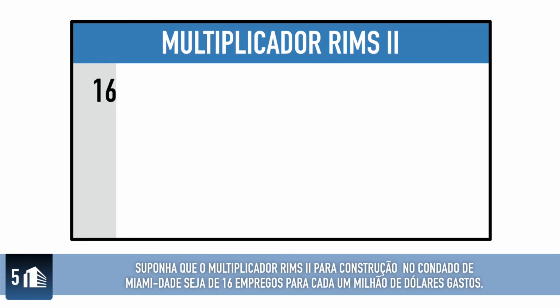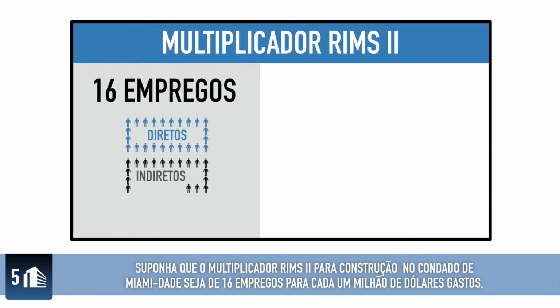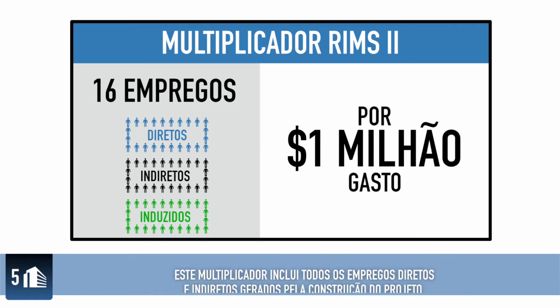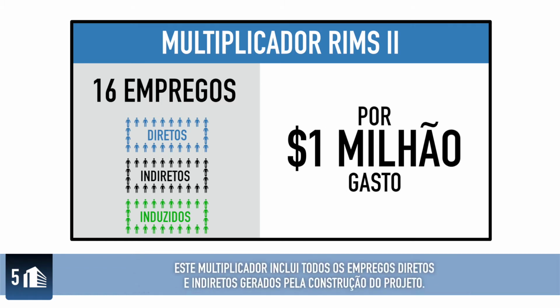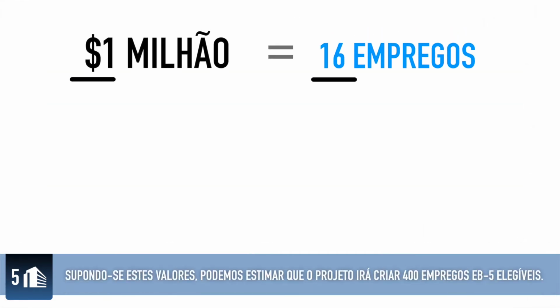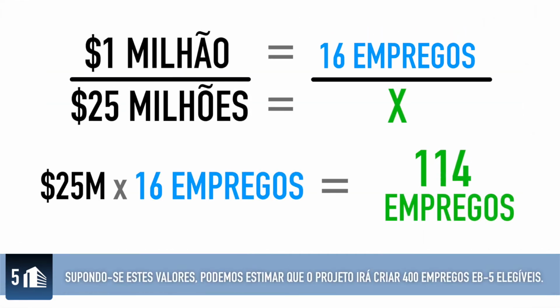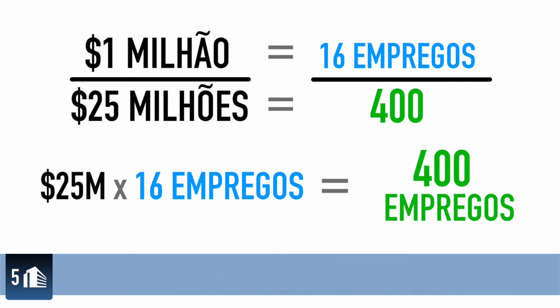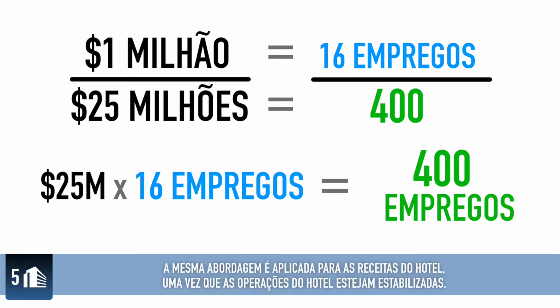Assume the RIMS-2 multiplier for hard construction spend in Miami-Dade County is 16 jobs for every $1 million spent. This multiplier includes all direct and indirect jobs from the construction of the project. Given these figures, we can estimate the project will create 400 EB5 eligible jobs, assuming the project stays on budget and spends the $25 million on hard construction costs. This same framework is applied for hotel revenues once hotel operations have stabilized.